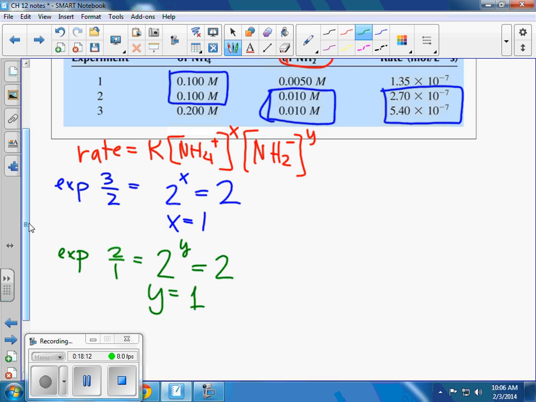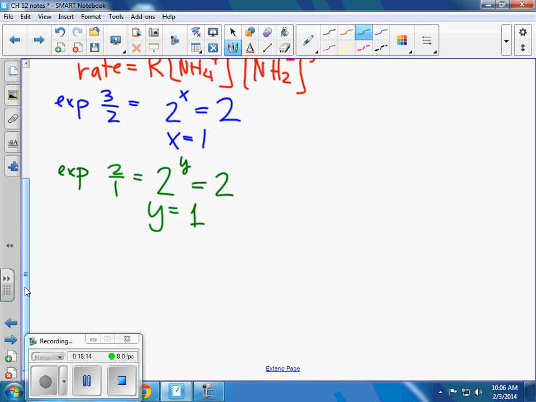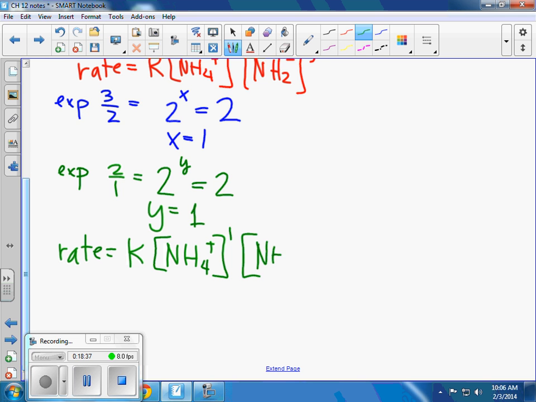So now I can go ahead and write my rate law expression. This is my rate law expression. So my rate is equal to some constant K times the concentration of the first reactant raised to the first power. Sometimes you will see the 1 there. Some books will do it with a 1 and some will leave it off. Then you just understand that it's a 1. Okay? Times the concentration of NH2 ion raised to the first power.